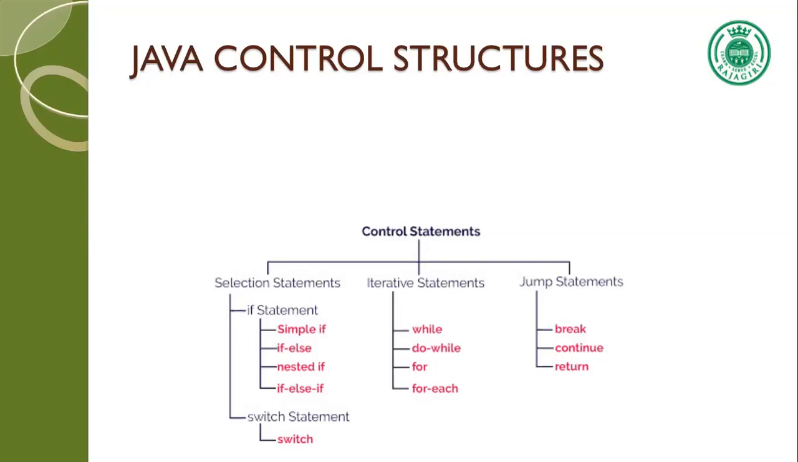For iterative statements, we have the while loop, do while loop, and for loop. The fourth one, called for each, is a new addition in Java. You even call it the advanced for loop. It is called the for each loop or advanced for loop, which we will see in detail later. Jump statements are similar to the earlier jump statements. We have break, continue, and return.